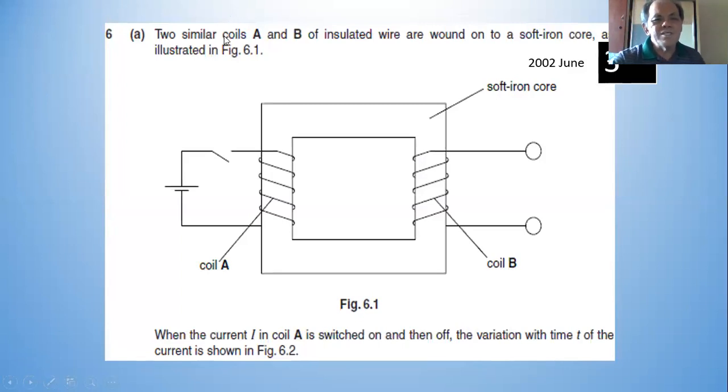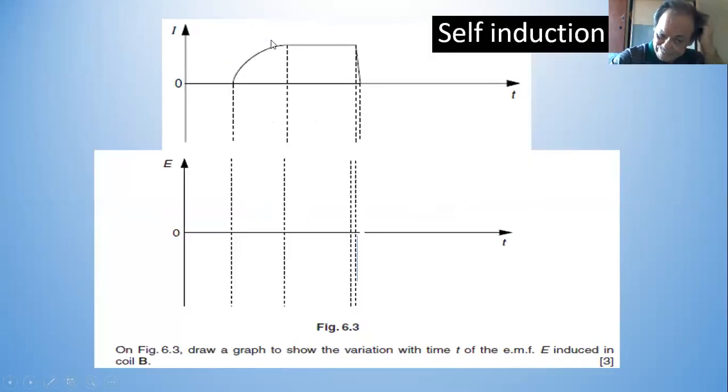Okay, let's look at this one. Two similar coils A and B of insulated wire, one on a soft iron core. That's our next topic that we'll go into. When the current in coil A is switched on and then off, that's the graph we see. Can anyone explain to me why you see this? This is what we have studied.